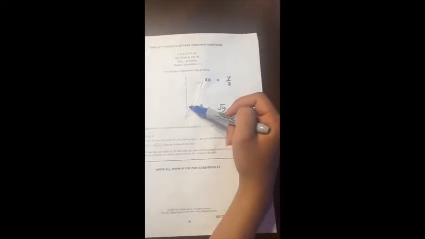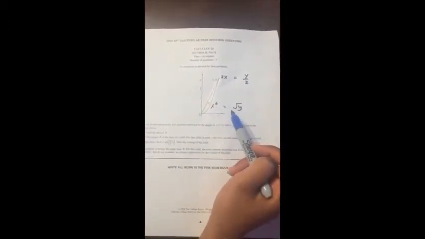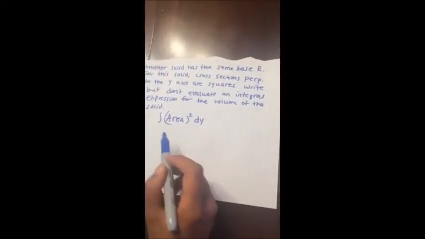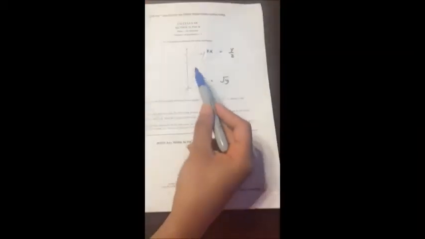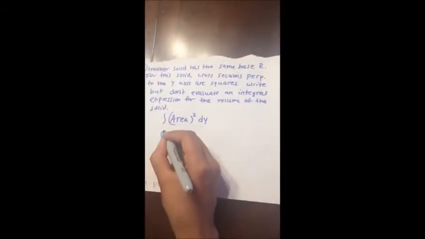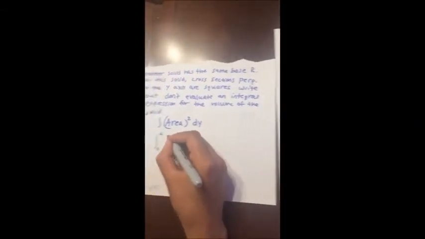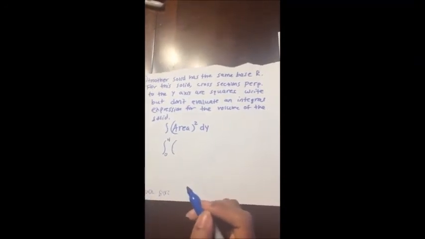Instead of this line being y equals 2x, it would be x equals y over 2. And this curve, instead of being y equals x squared, would be x equals square root of y. Now we'll just have to plug in what we know into this equation. Our limits, instead of being 0 to 2, would be 0 to 4, since we're looking at the y-axis. So the integral from 0 to 4, and to find the area, it would be the right-hand curve minus the left-hand curve.